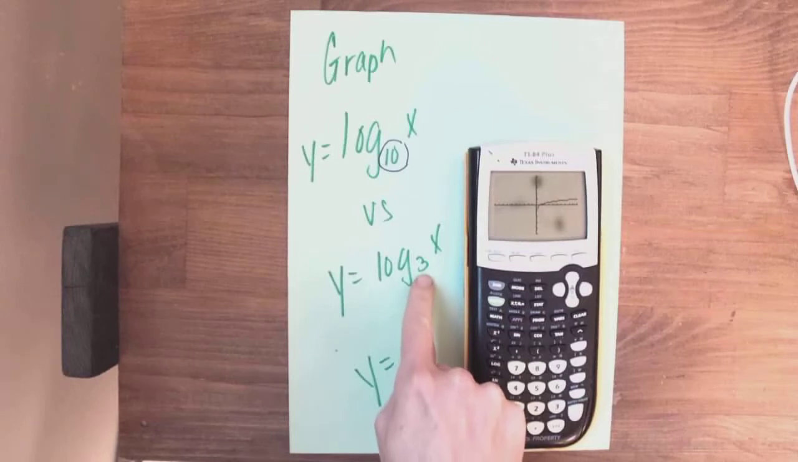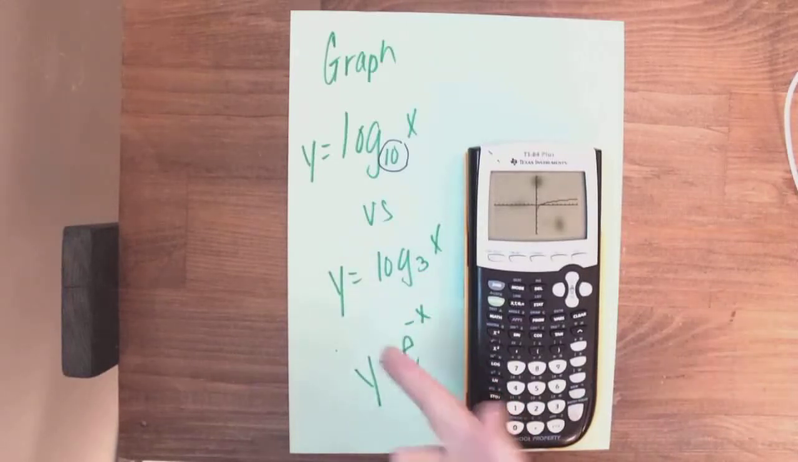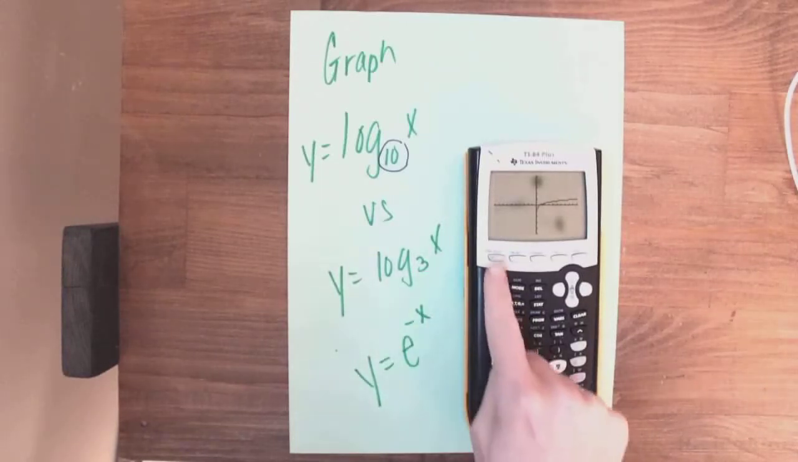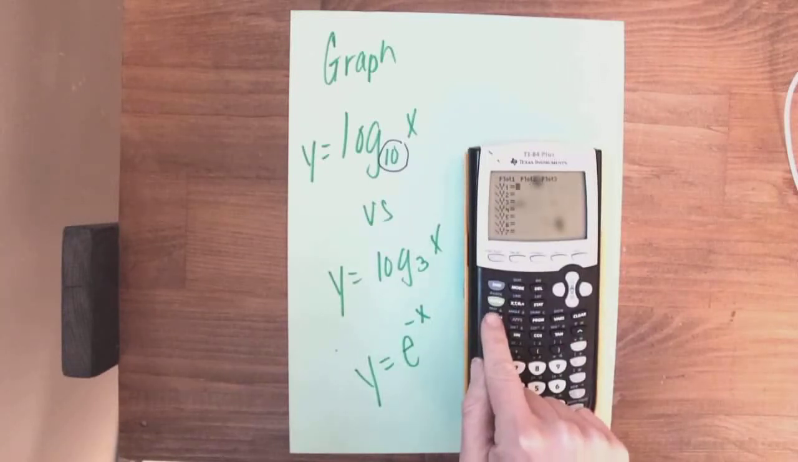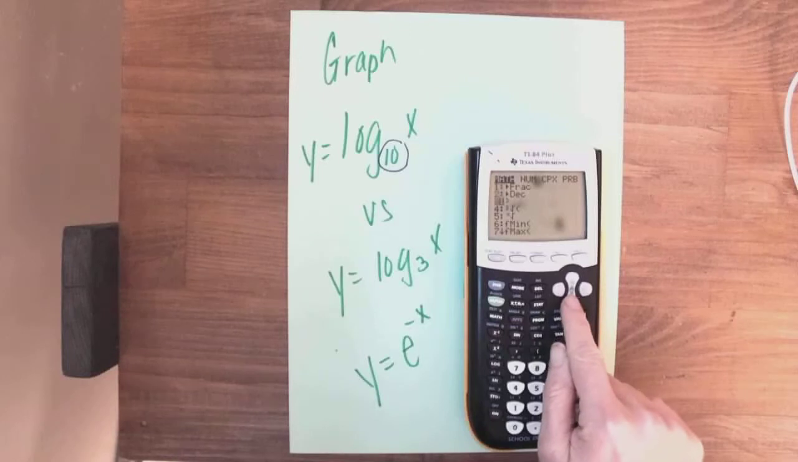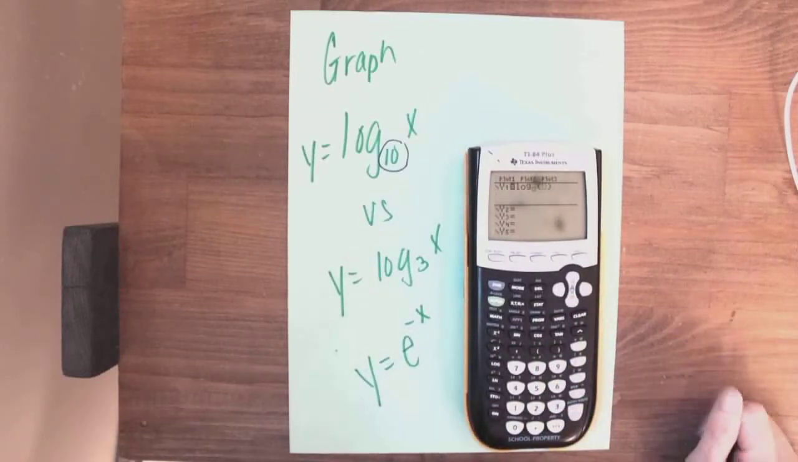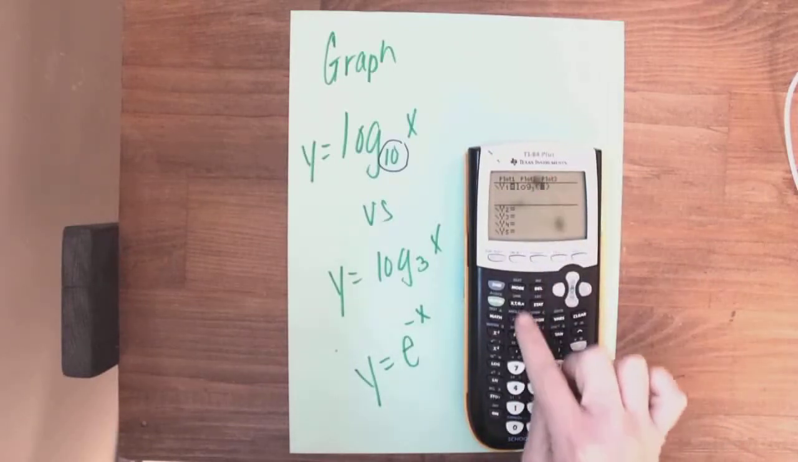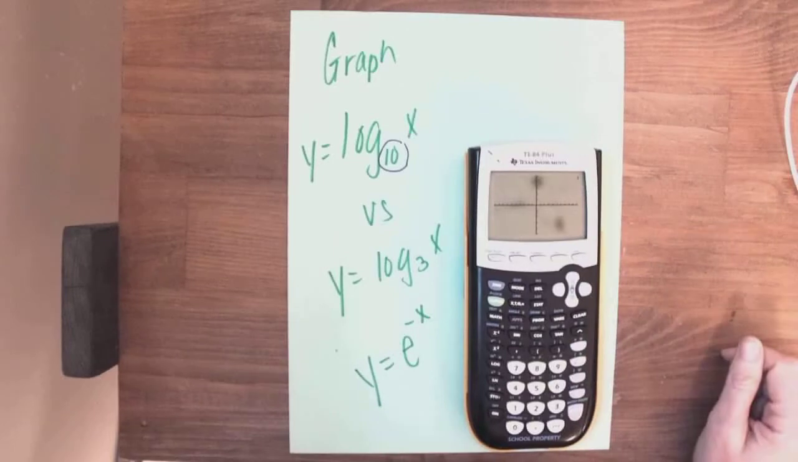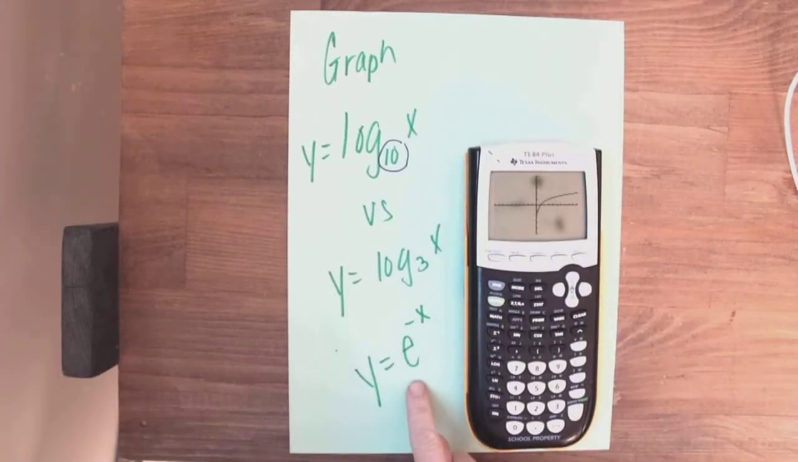If you do have to graph one with a different base here instead of 10, like for example, this is log base 3 of x, y equals, going to clear that out. I'm going to hit math, scroll down until you see log base. And then you can input the base of 3 and the argument, which is still x, and graph that one. Looks a little bit different.